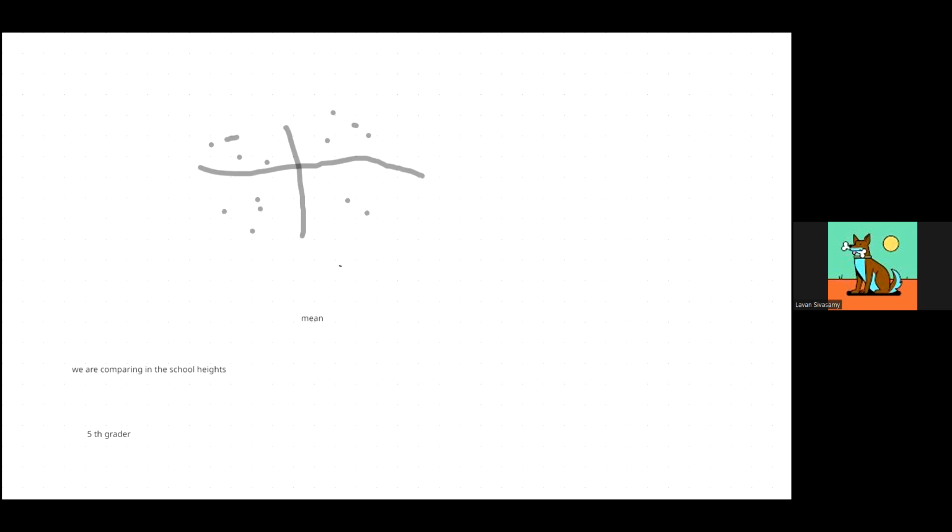Do you know what this is called? Pretty sure you don't. This is called a scatter plot. In the scatter plot, the points are all scattered around. That means there's no correlation there. Correlation means the pattern. No correlation.